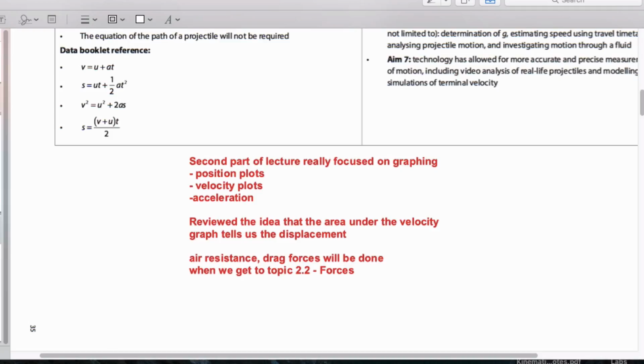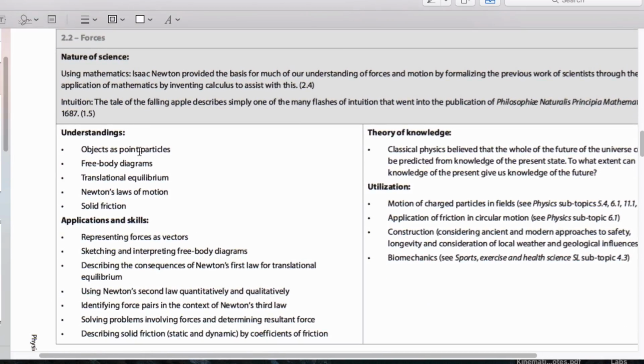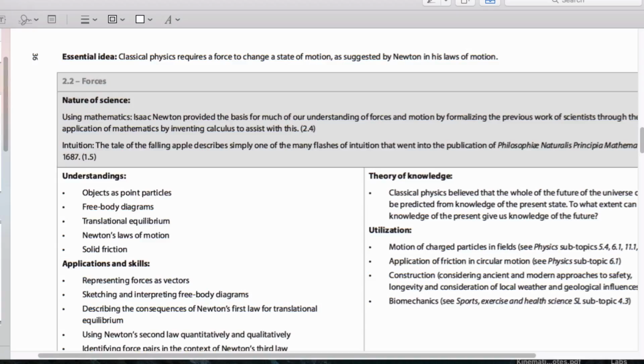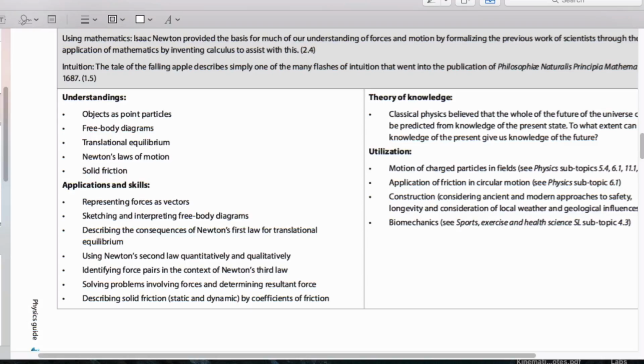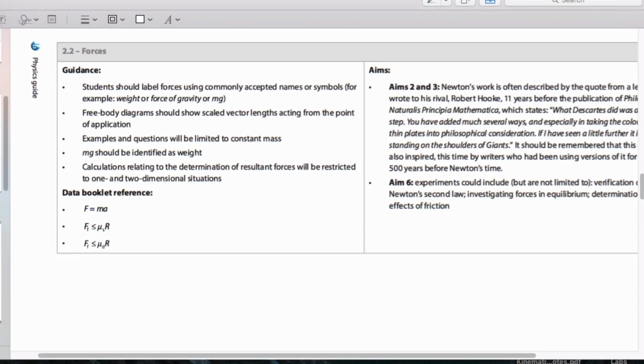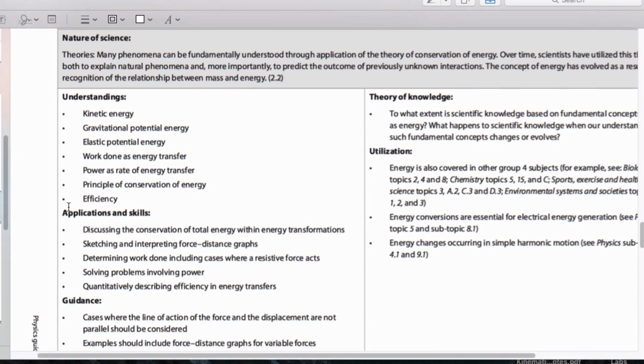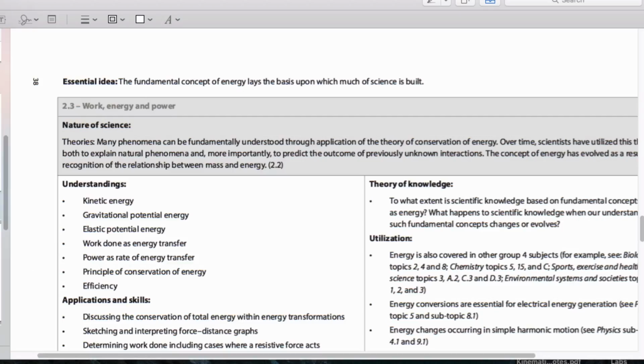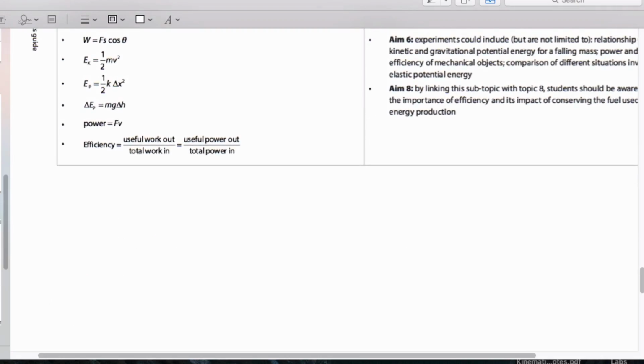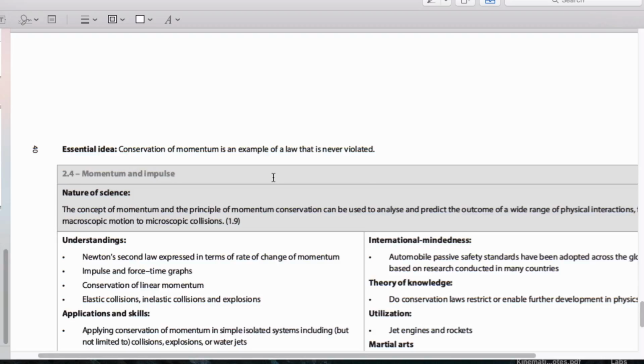But in the beginning of lecture, I also summarized that we covered forces last year, which we'll be doing next week as a review. We covered the topic of, again, here are the equations. We covered energy, work, and power. And finally, we covered momentum and impulse. So those are the main topics that we covered from mechanics.